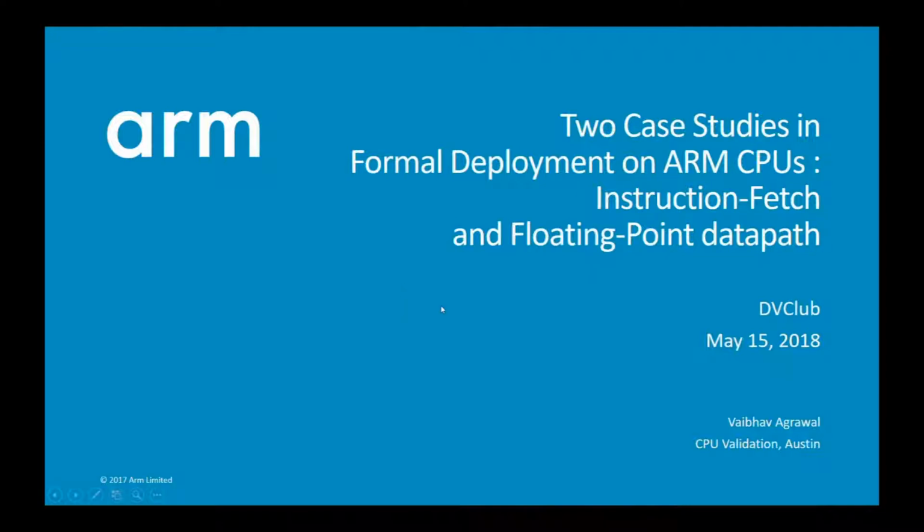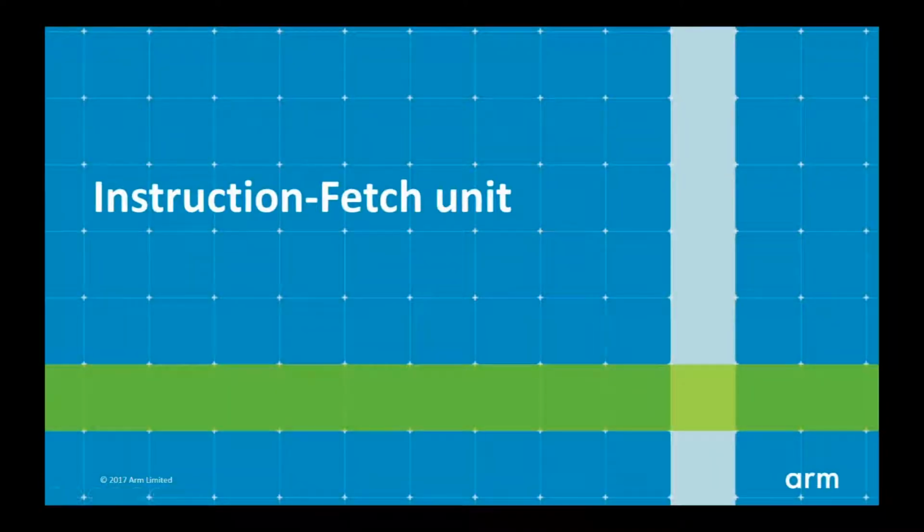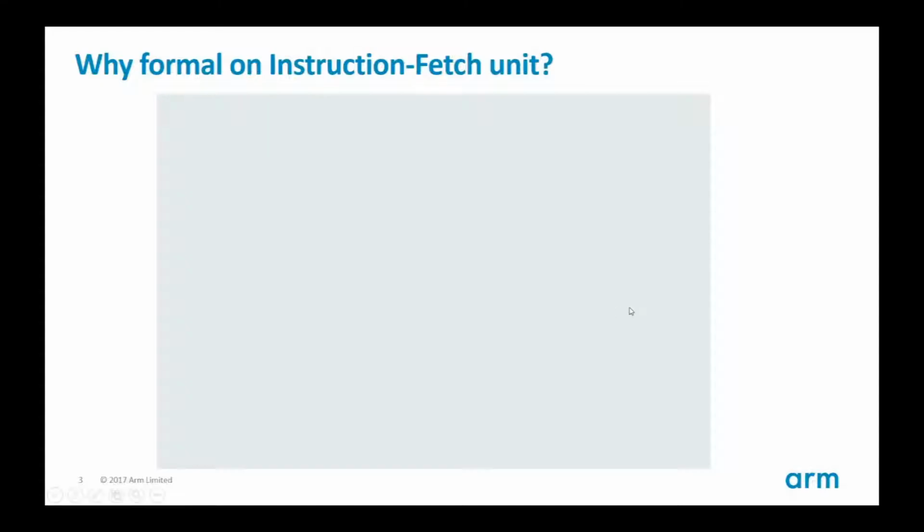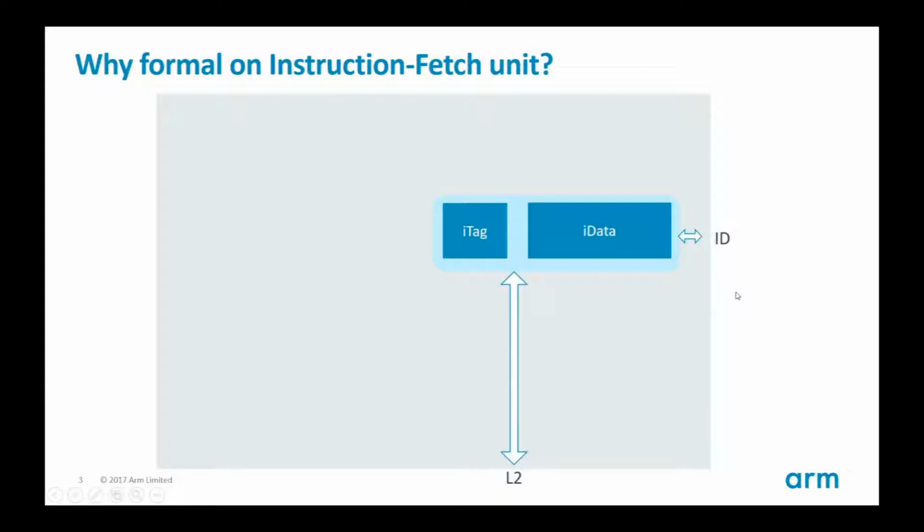Hello, everybody. So, we're going to talk about a couple of case studies. One is for instruction fetch unit and one is for floating point, how formal was used differently for both of these scenarios. So starting with instruction fetch unit. Let's take a look at what the instruction fetch unit is at a high level. It contains your instruction cache with your tag and data rams, which interface with your decode unit and your L2 unit for requests and responses for misses.